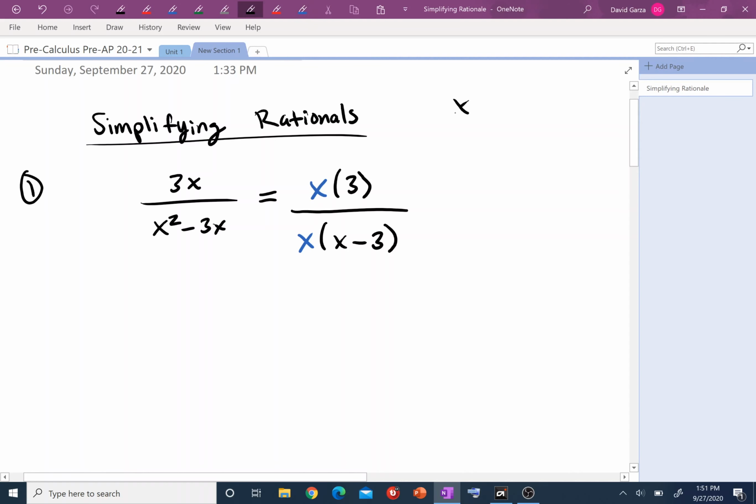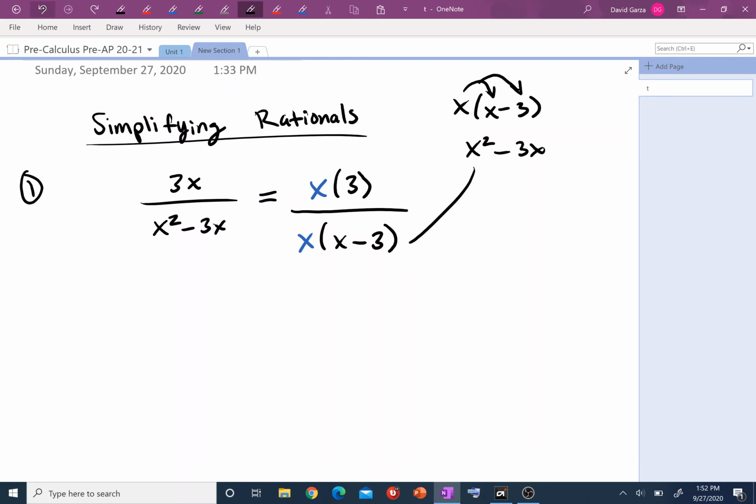If you were to use the distributive property, you can see that that is correct, right? So in this case, for example, we have x minus 3. Let's use the distributive property, right? x times x is x to the second power, and x times minus 3 is minus 3x. So it's the same exact thing that we have in the other part, right? So that is equivalent to this, right? And that's kind of what we're doing here. We're just factoring things out.